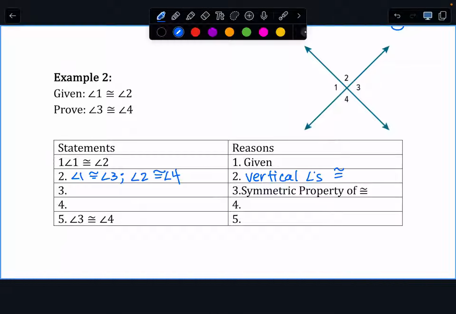Okay. Now, I got this proof from our textbook. I don't necessarily think that this would be necessary, but what they did is they switched this around so that, using the symmetric property, angle 3 is congruent to angle 1. And maybe they just did this to really show, like, hey, we can use the symmetric property with congruence. But 3 needs to end up on that side. Why does 3 need to end up on that side? Because our final thing is 3.